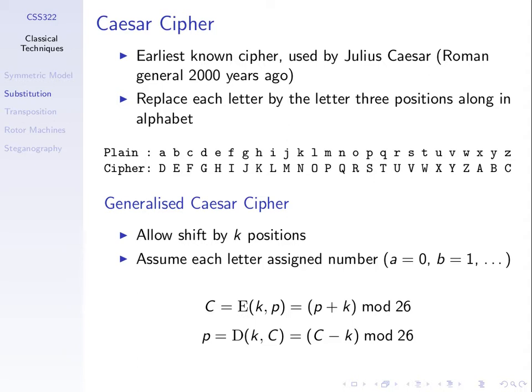What's wrong with the Caesar cipher? Brute force. And we'll explain brute force a little bit more, but with the Caesar cipher, how many keys are there? 26 keys, really. How many possible keys, sorry.